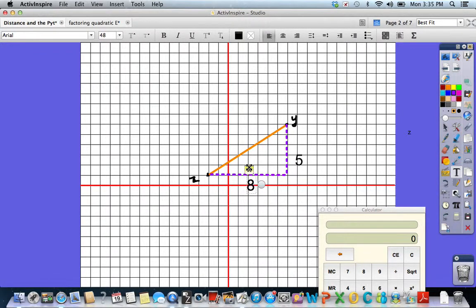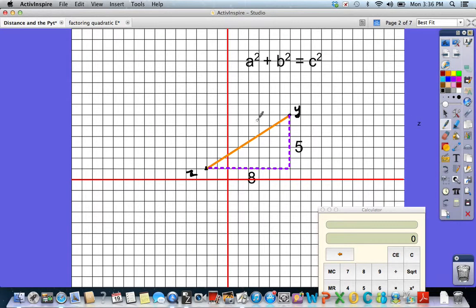So if I know this down here is 8, and I know this on the side here is 5, I can use the Pythagorean theorem. Remember that a squared plus b squared equals c squared? I can use that to solve for the hypotenuse, which is pretty handy actually. So I know that this line segment from Z to Y is going to be considered c because it's the hypotenuse, right? And so we just plug the numbers in. We plug in the 8 right here, and we square it.